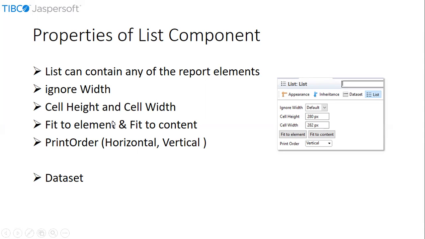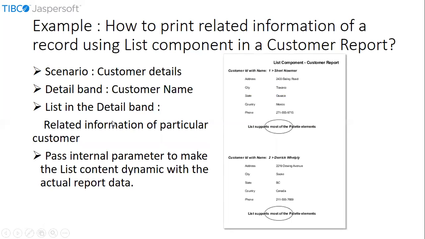Now let us move on to the example. In the example, we are going to see how we can create a list component and how we can use that list component in a customer report. So the scenario here is customer details. We are going to display the information of a customer in a single report. That means we are not going to take any subreports for this one. Instead, we are going to display the customer information as a list within the report.